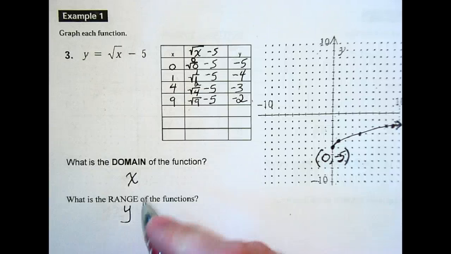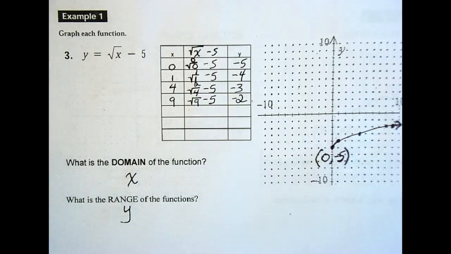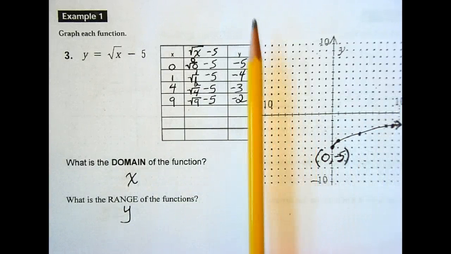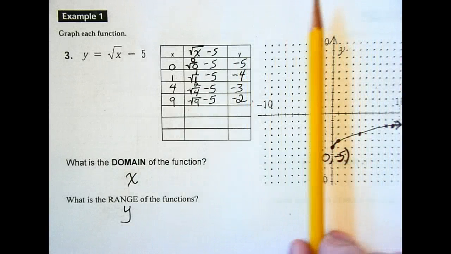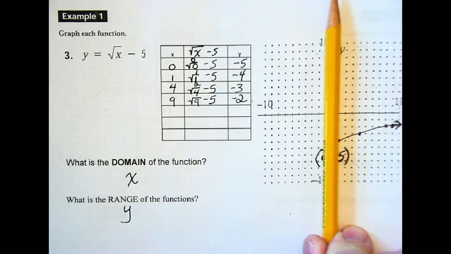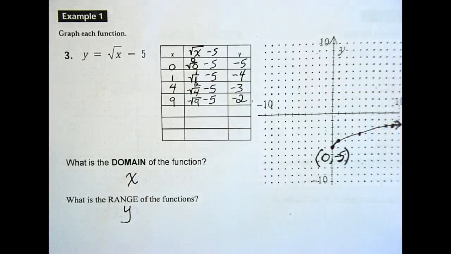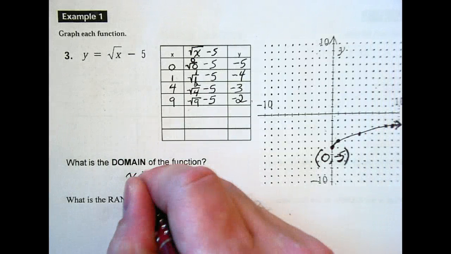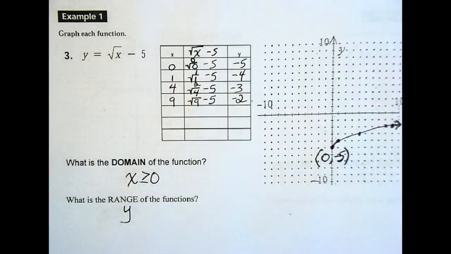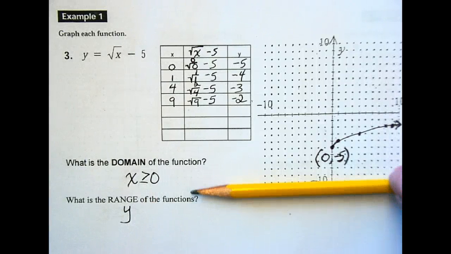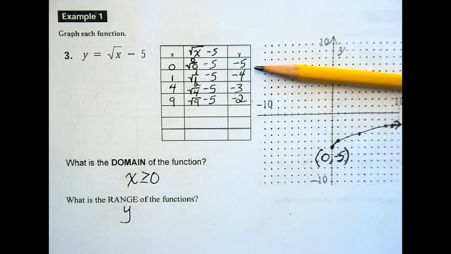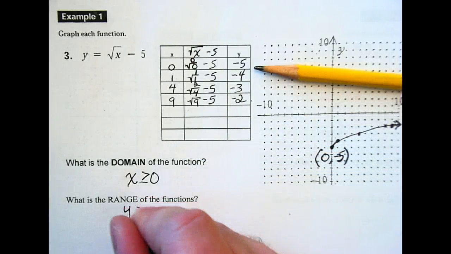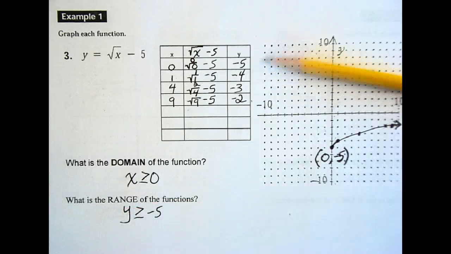Okay, so on the x-axis, when we're going this way, where do we start? At 0. And then are we getting bigger or smaller? We're growing this way, right? So it's x is greater than or equal to 0. How about the y-axis? Start at -5 and go up. So that's y is greater than or equal to -5.